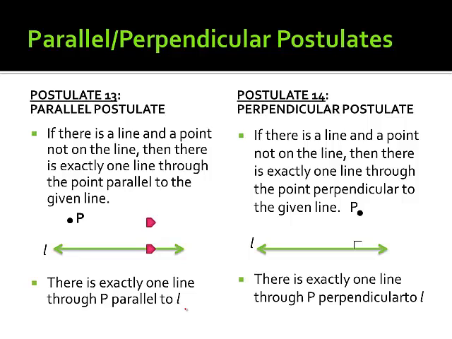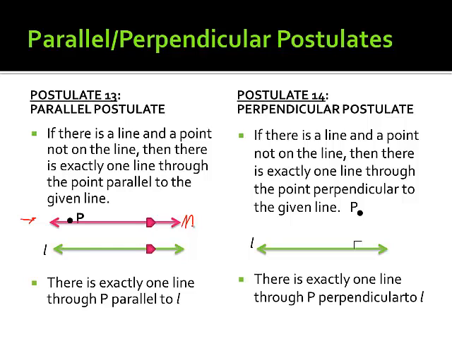Okay, as before, we have postulates and theorems in this chapter. And the first postulate that we're going to be talking about is the parallel postulate. It states if there is a line and a point not on the line, then there is exactly one line through the point parallel to the given line. What this basically says is that if I have point P here, there's only one line that I can draw through P that is going to be parallel to L. So there is exactly one line through P that's parallel to L. And we can name it M if we wanted to.